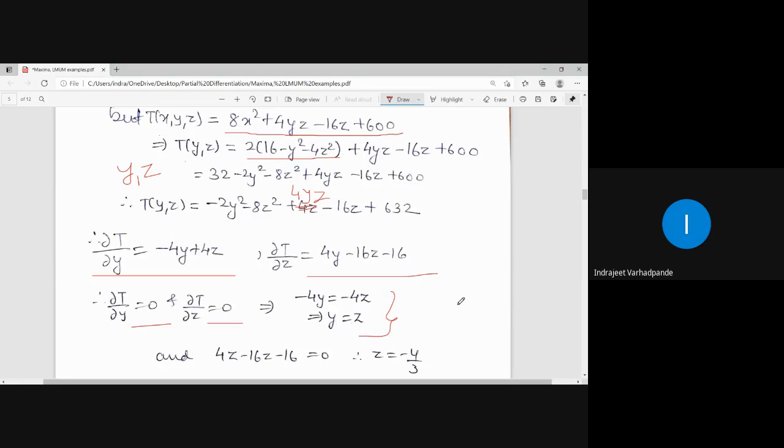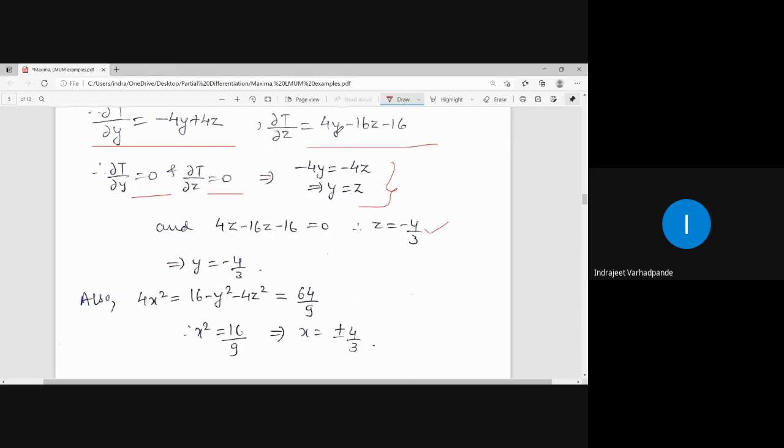Z comes out to be minus 4 by 3. Putting y is equal to z over here, that will be giving you z is equal to minus 4 by 3. Y becomes minus 4 by 3. X becomes plus minus 4 by 3. Why plus minus 4 by 3? Because again it is a point on the surface, right? Point means coordinate. Coordinate can be positive or negative. I hope it is clear.